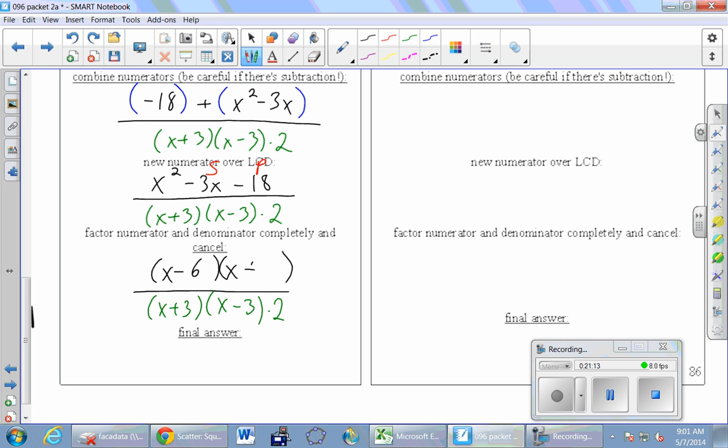Alan says -6 and +3 will work. Agree or disagree? If you multiply those, what do you get? If you multiply -6 and +3, -18, that's what I want. If we add them, -3. This works. So then the final step here is to do what? Cancel. What cancels? X + 3 here and here. So just write what's remaining and you're done.